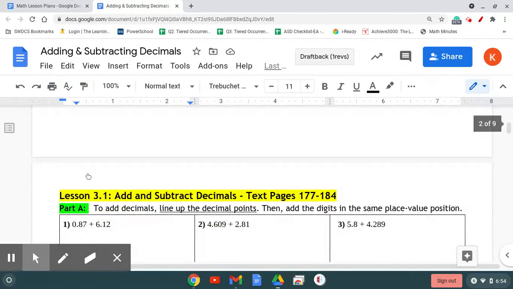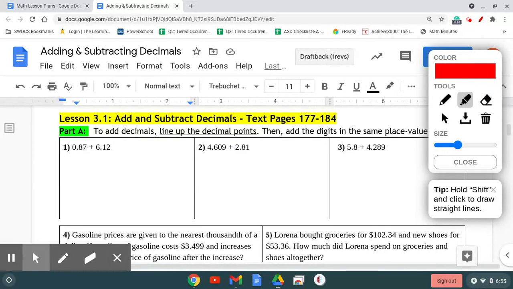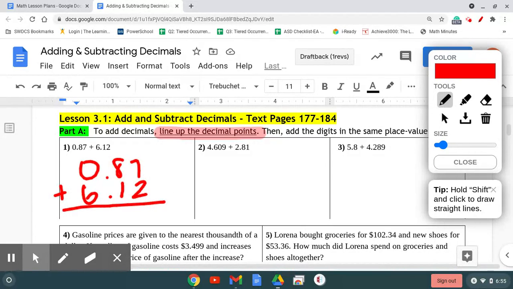All right, last section. We're just going to do the adding part today. It says to add decimals, line up the decimal points, then add the digits in the same place value. So number 1, we have 0.87. Make sure you're writing this down. Plus, we line up our decimal points. 6 goes under the 0, decimal point, 1, 2. Draw your equal sign.